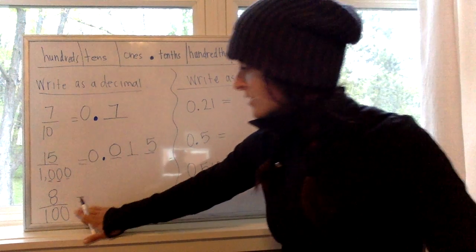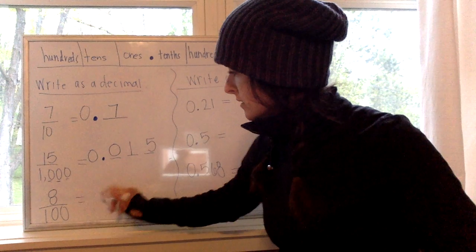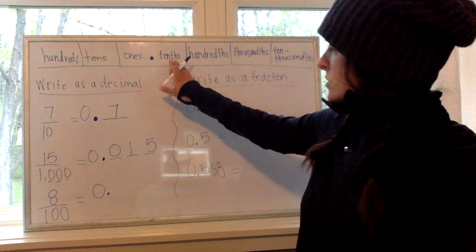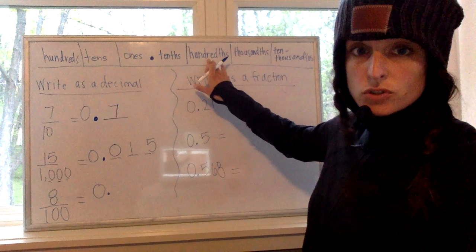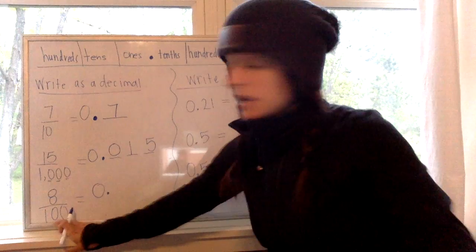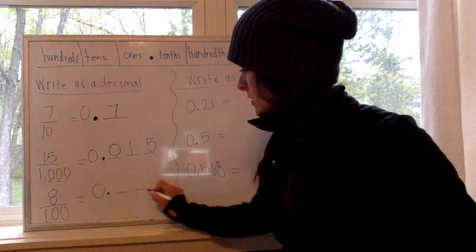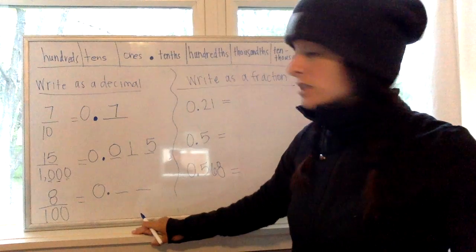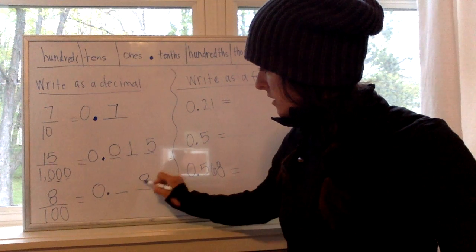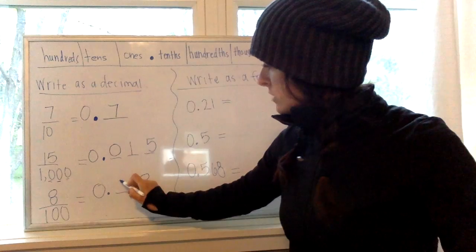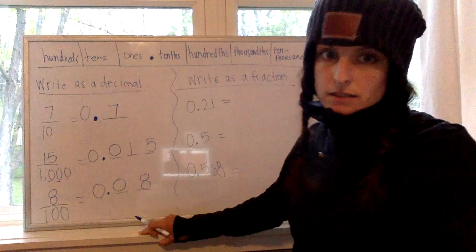Okay, the next one I have is 8 hundredths. Okay, so I'm going to put my 0, and my hundredths goes tenths, hundredths, so 2 spots after my decimal, as well as I have 2 zeros in my hundred, so I can make my 2 digits, right? And my 8 needs to be in the hundredths place. So I'm going to put my 8 here, and since I don't have any tenths, I'm just going to make my 0 in the tenths place.